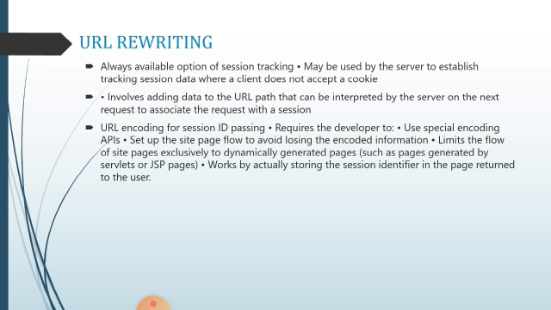So here there is URL encoding for session ID passing. It requires the developer to use special encoding, handled by special encoding APIs, application program interfaces. Set up the site page flow to avoid losing the encoded information. So the site page flow has to be properly maintained. It limits the flow of site pages exclusively to dynamically generated pages. It works by actually storing the session identifier in the page returned to the user.